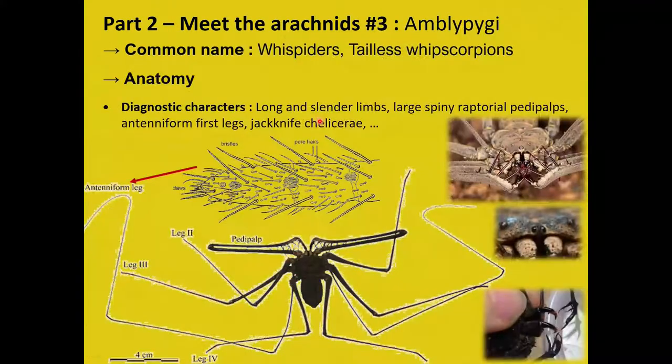Okay. Now for the third order, one of my favorites. The whip spiders. Well, they look totally sick, monstrous, but they are actually totally harmless. You can see they have a very characteristic anatomy, so I won't stay long on this slide. Very tiny eyes, and some species have big fangs, which have no venom.